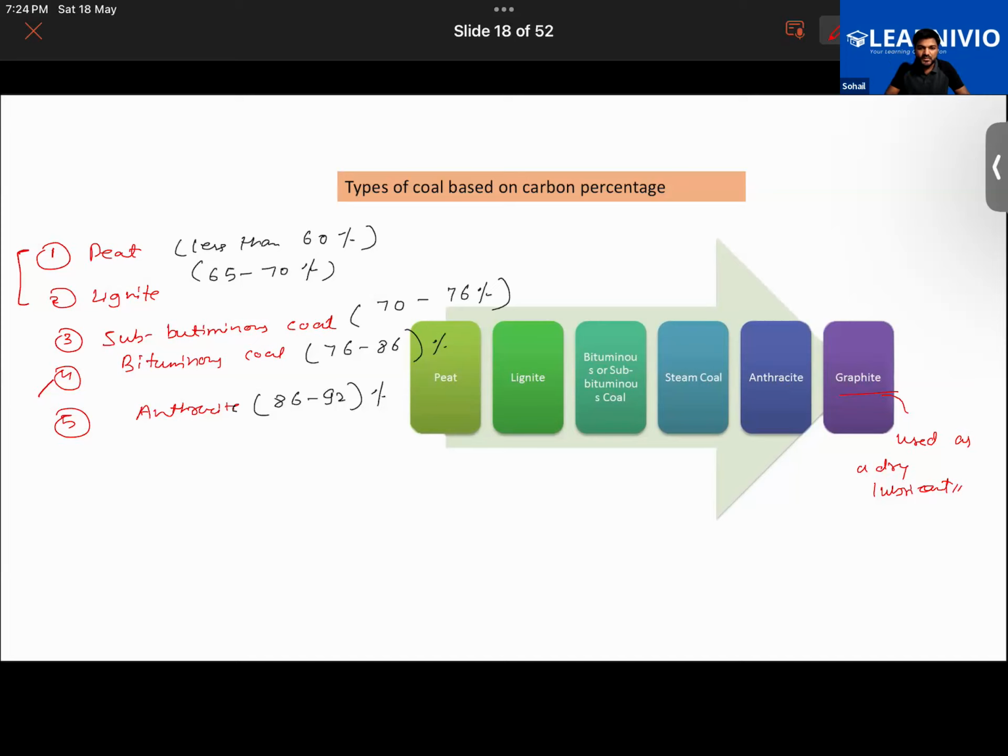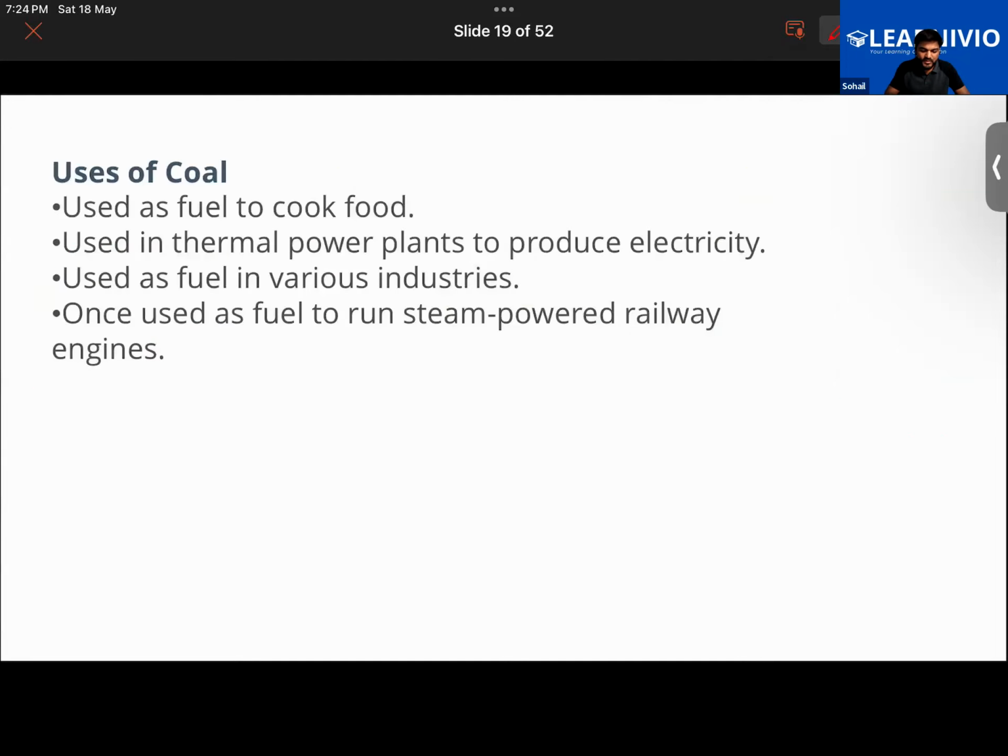Graphite is also formed due to the same process of carbonization through which all of these different substances went. But we don't use it as a fuel. Talking about the different uses of coal: coal is used to cook food. It is used in thermal power plants to produce electricity. Apart from that, it is used in various other industries also. Once it was used to run steam powered railways.